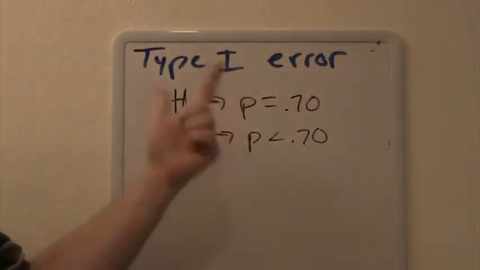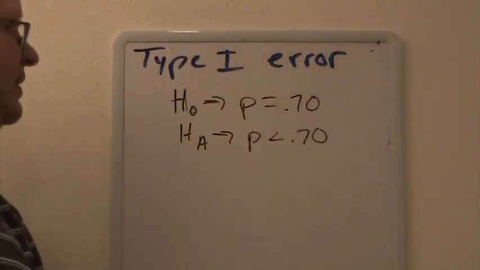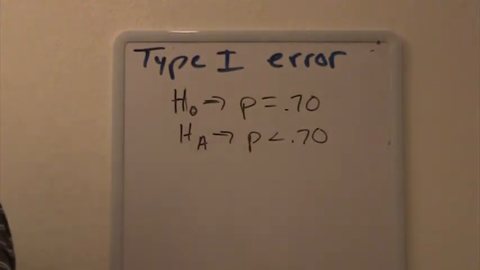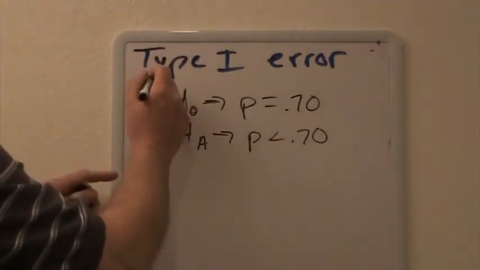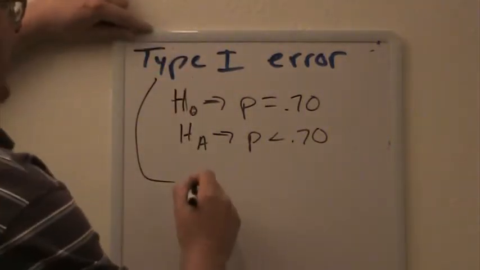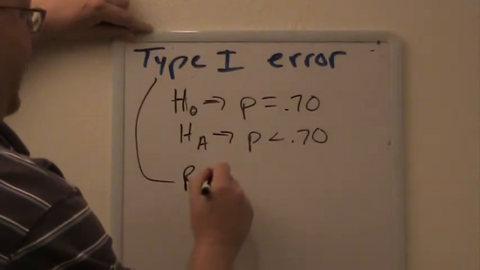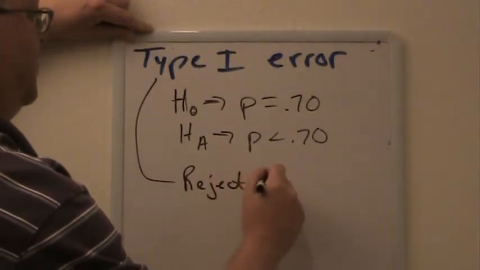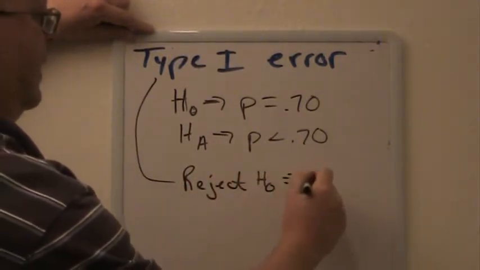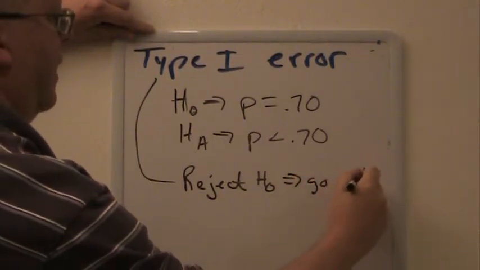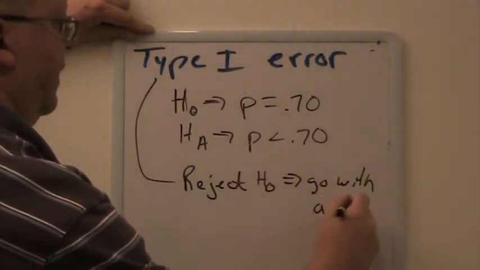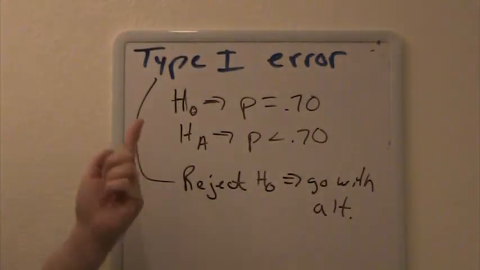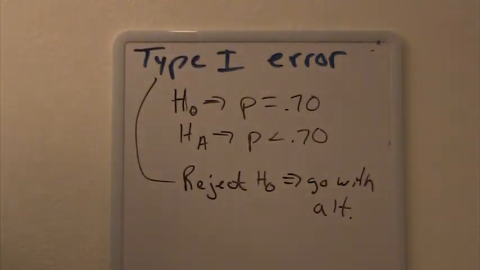Now, the national average is 70% of households have a dog. I think it's less than that, and I run a pet store. Now, here's what a type 1 error does. On a type 1 error, remember it's an error, so this is wrong. You reject the null, and you go with the alternative. So on a type 1 error, here's what would happen. I would say, yeah, the null is wrong. 0.70 is wrong. I have evidence indicating it's less than that.